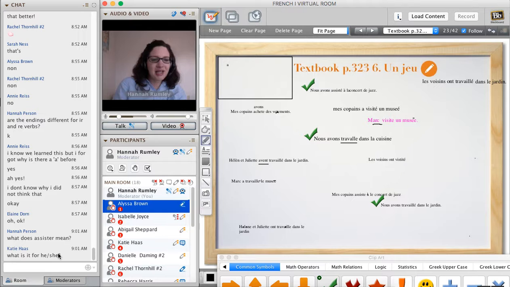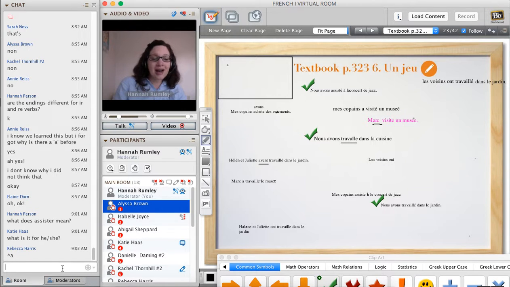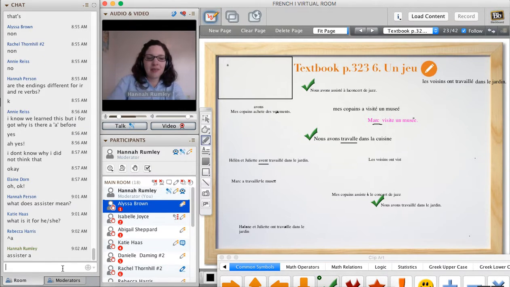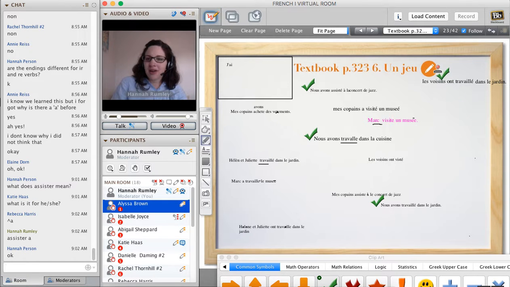Hannah asked, what does assister mean? When we assister à, that means we are attending, like a concert or a sports game. Les voisins ont travaillé dans le jardin. Perfect. Marc, you are missing your past participle here, or your avoir, rather. Marc, it should be à visiter. Close, not the correct conjugation here either. Not the correct conjugation here. Oh, good, you fixed it here.